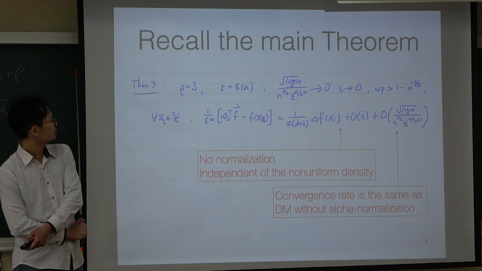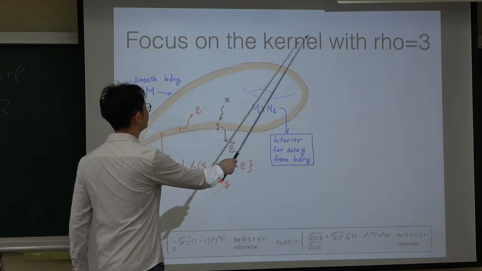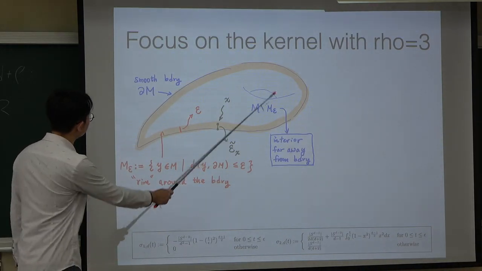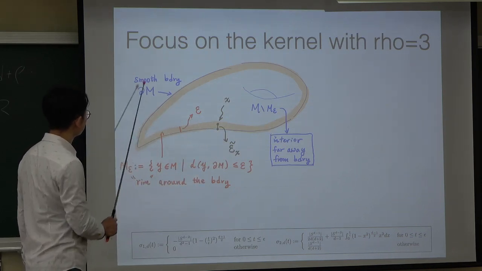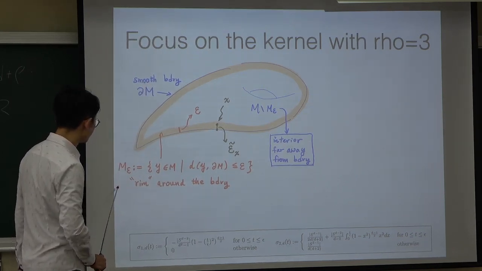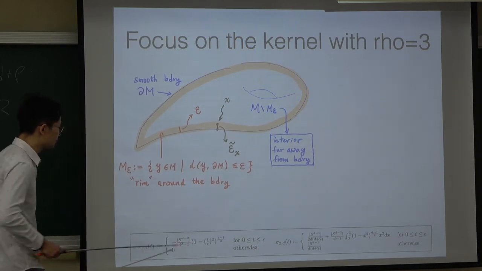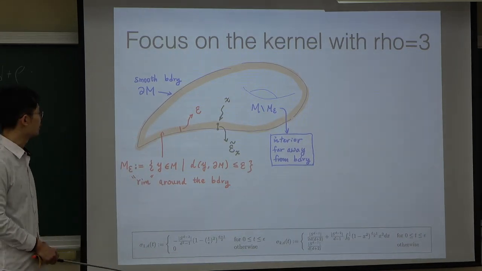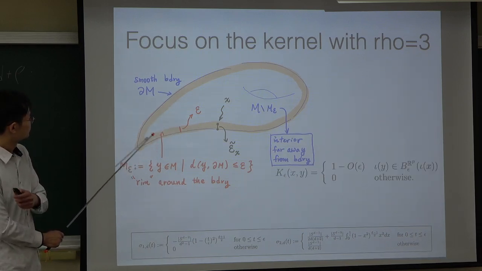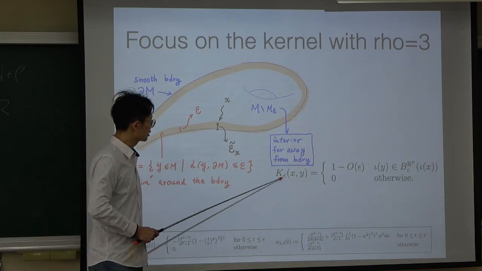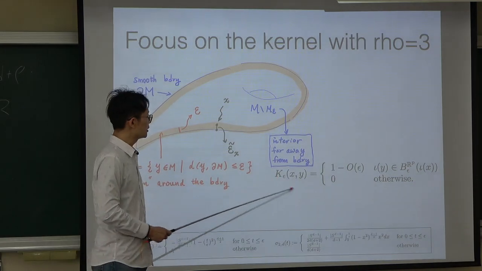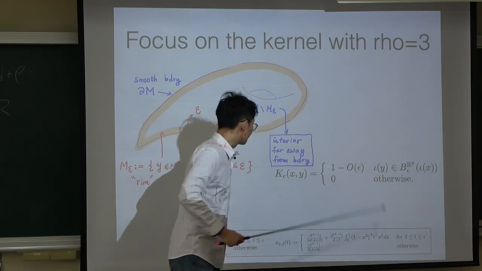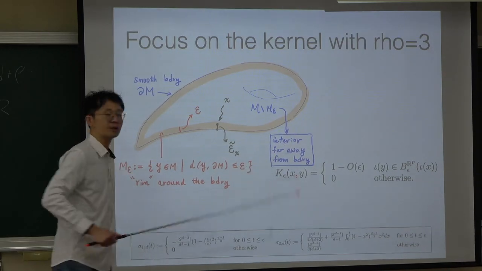Because of this result, we will focus on the kernel with rho equal to 3. Recall this plot: you have the boundary, and we define some quantities here that are just constants we will encounter in the calculation. In this case, you will see that the kernel k epsilon will be 1 minus order of epsilon, which is something good you can expect.